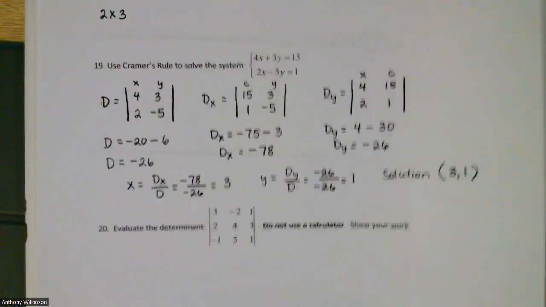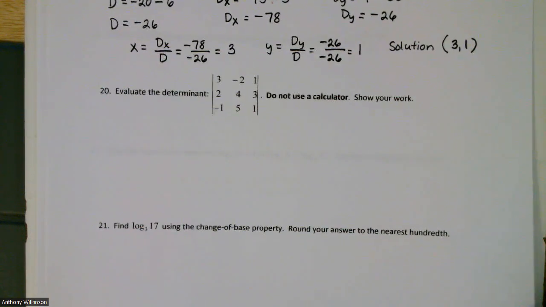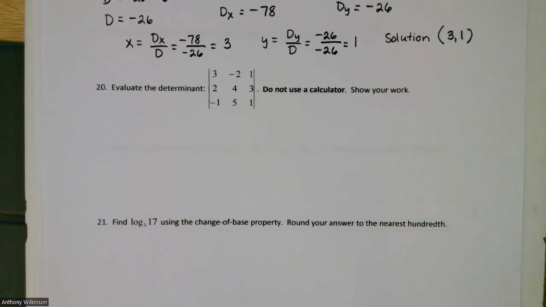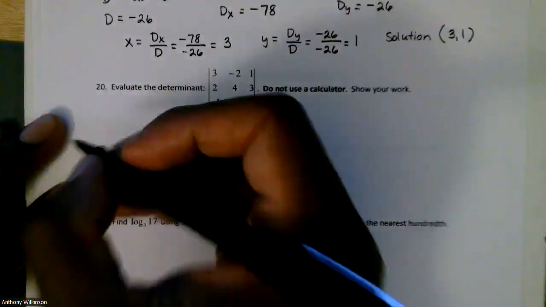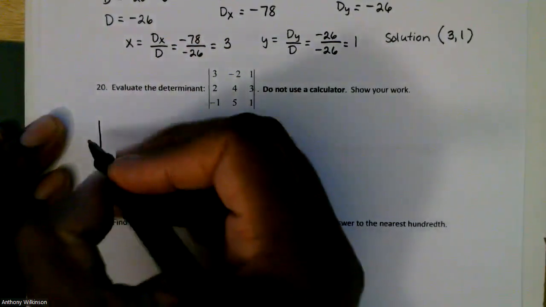All right, problem number 20 is evaluating the determinant. Here I got 3, -2, 1, 2, 4, 3, and then -1, 5, 1. Okay, so here's what I'm going to do. I'm going to rewrite this.